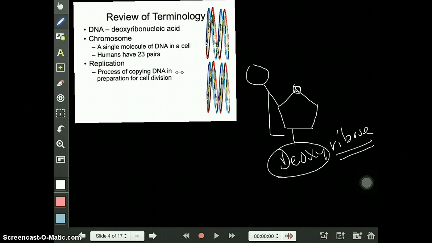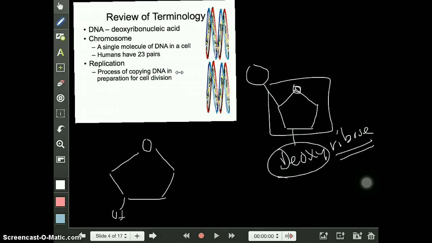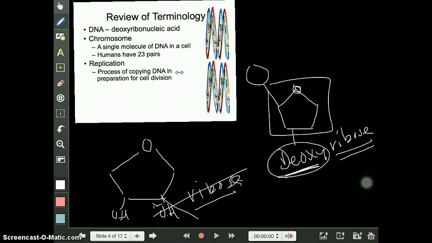In fact, if I'm looking at this part right here, all of these sugars look the same. This one has an OH group on it, and so does this one. But when that OH group, this one right here, is absent, we call it deoxy. If it is present, we call it just ribose. We'll talk about RNA in a second. So when it is not there, we call it deoxyribose. When it is there, we call it ribose.